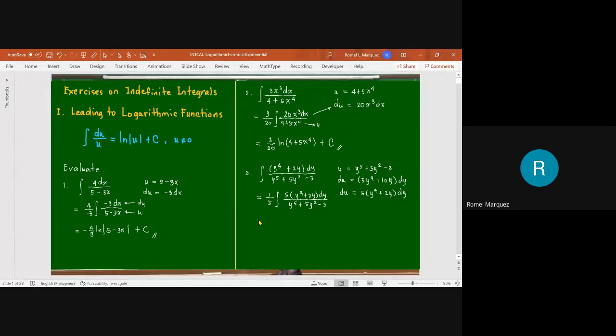One fifth, okay. So this now reads 1 over 5 integral of du over u. So that is du, and the denominator is u. So the integral of du over u, what's the answer? ln of u. But what is our u? We have y to the fifth plus 5y squared minus 3. Take the absolute value, then ln multiplied by 1/5. Then don't forget your favorite plus c. Okay, guys? Do you have any question with this?